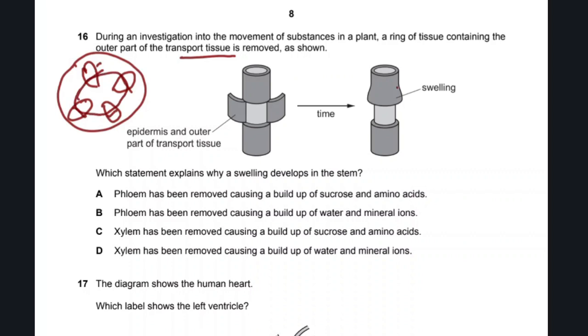So the products of translocation, which are sucrose and amino acids, will accumulate here because the phloem is removed, and then the answer will be A. B is not the right answer because water and minerals are transported through the xylem, not the phloem.